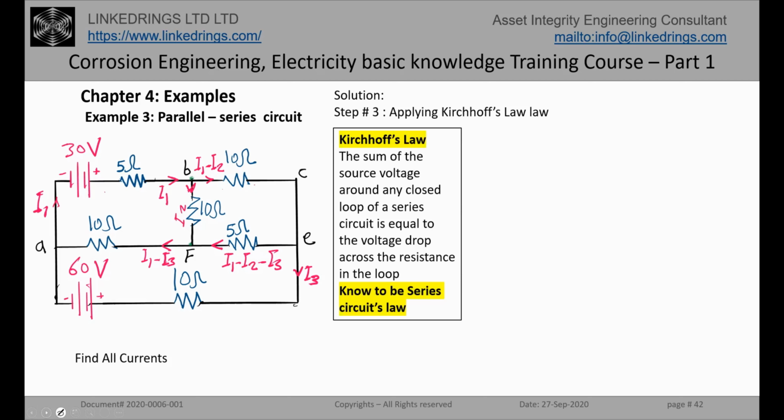Let's apply Kirchhoff's law. Let's take the loop A, B, C, E, F, A. Let's highlight this circuit in yellow: A, B, C, E, F, A. Okay? Okay, good.